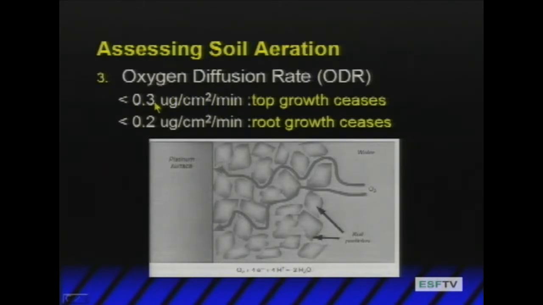So we can measure this diffusion rate, put these platinum electrodes in the soil, and if it registers less than around 0.3 to 0.2 micrograms per centimeter squared per minute, we would say that was a poor diffusion rate. And so we'd say soil aeration is perhaps less than desirable. We can get these measurements. So you go to wetlands or saturated soils, and sometimes you have very low diffusion rates. And this slide here depicts diffusion of oxygen.